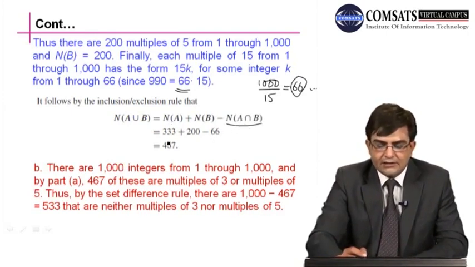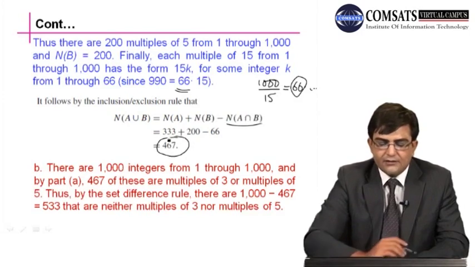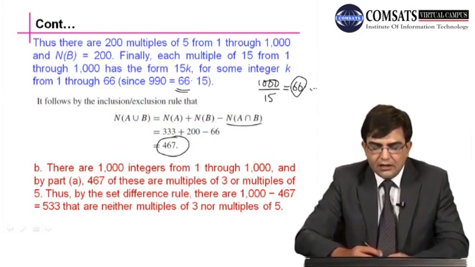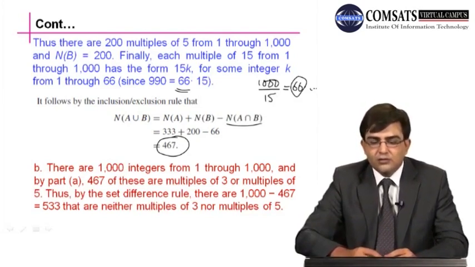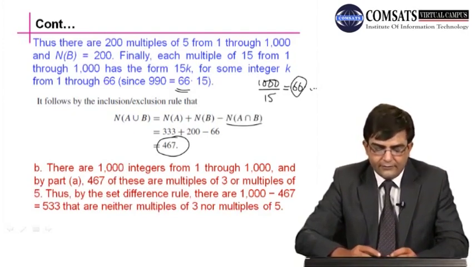The number of elements in A is 333. The number of elements in B is 200. So simplifying this expression, we get 467. So 467 integers from 1 through 1000 are either multiples of 3 or multiples of 5.